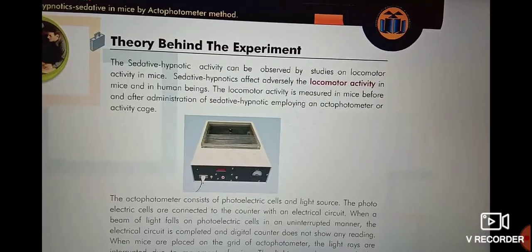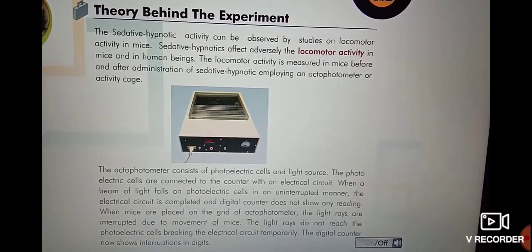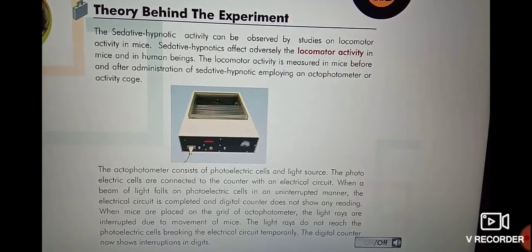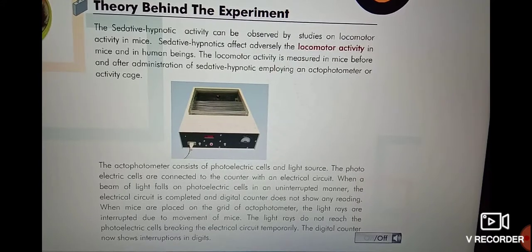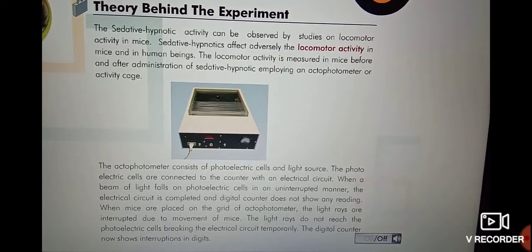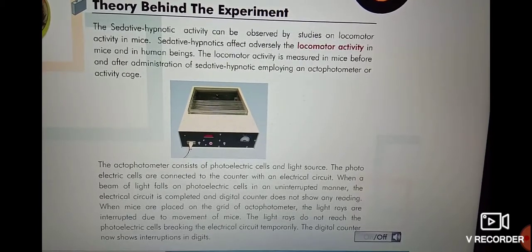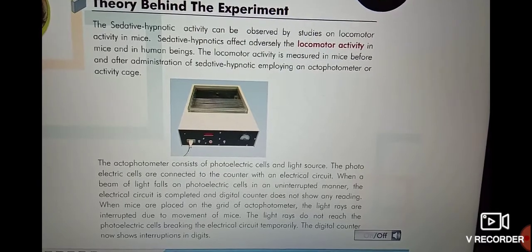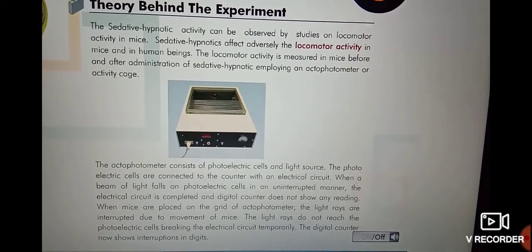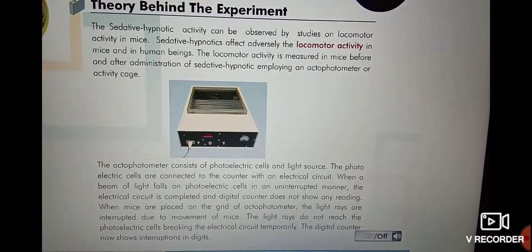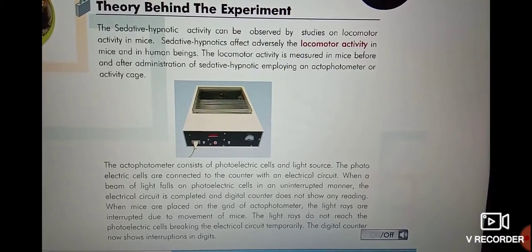Okay, the sedative hypnotic activity can be observed by studies on locomotor activity in mice. Sedative hypnotics affect adversely the locomotor activity in mice and in human beings. The locomotor activity is measured in mice before and after administration of sedative hypnotic employing an actophotometer or activity gauge. The actophotometer consists of photoelectric cells and light source. The photoelectric cells are connected to the counter with an electrical circuit.